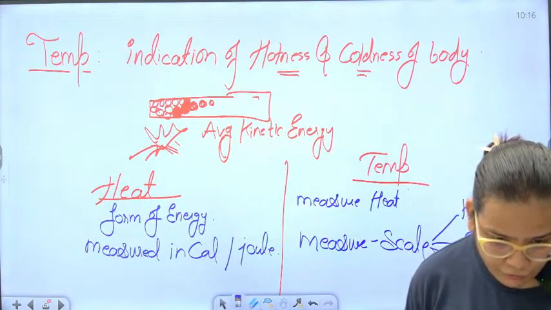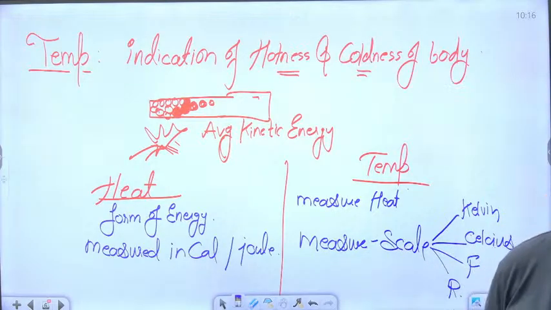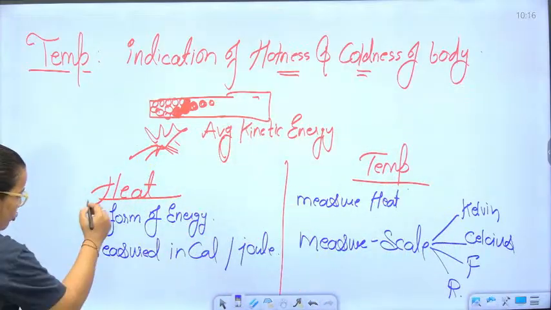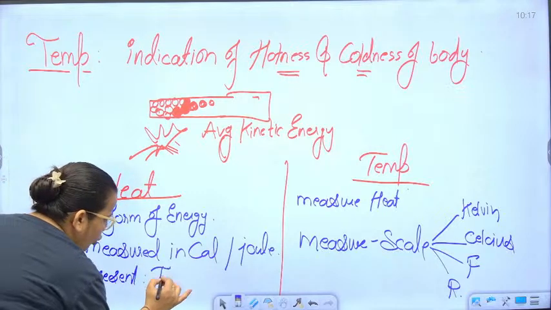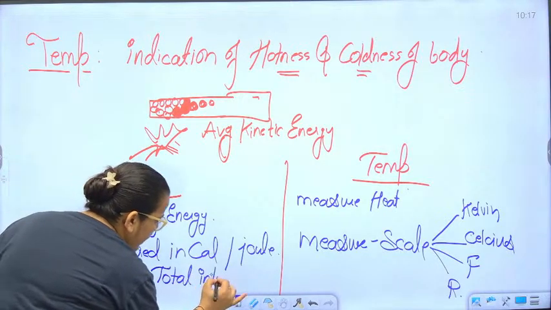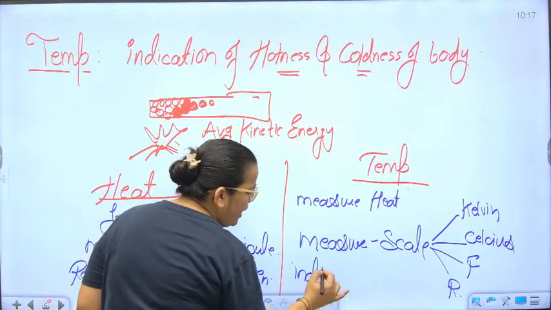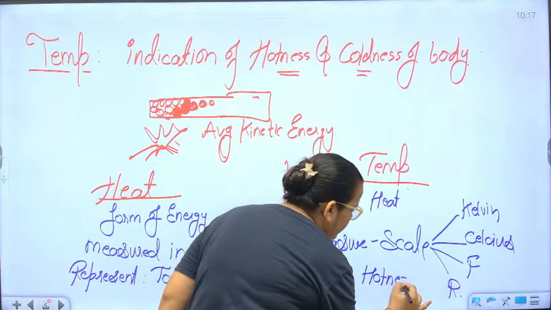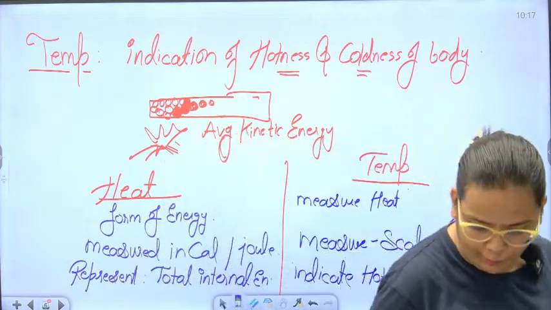Temperature is a measurement of heat, and heat is an energy and temperature is measuring it. We can also say heat represents total internal energy, while temperature indicates only the hotness and coldness of a particular object or a particular body.